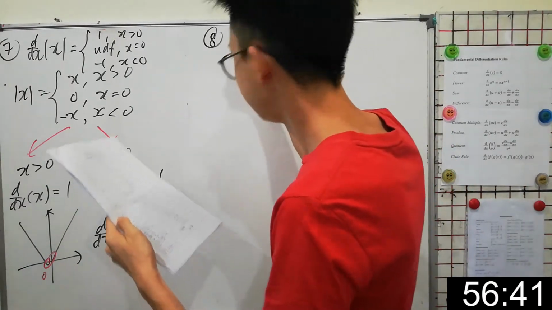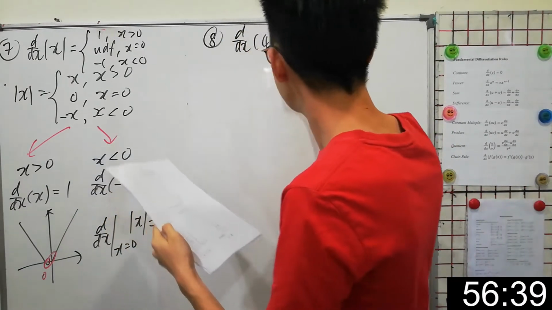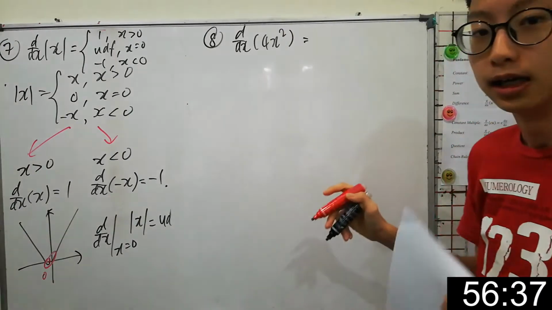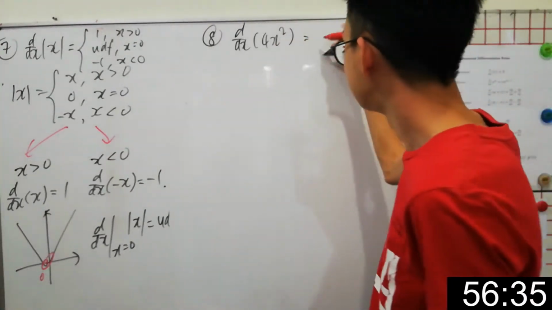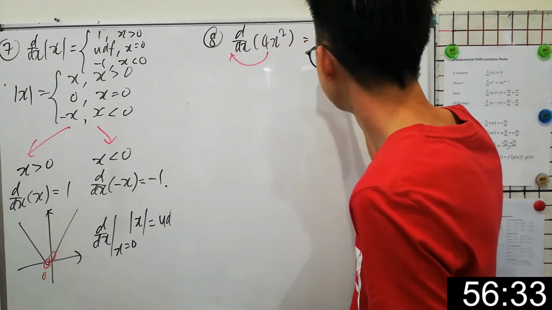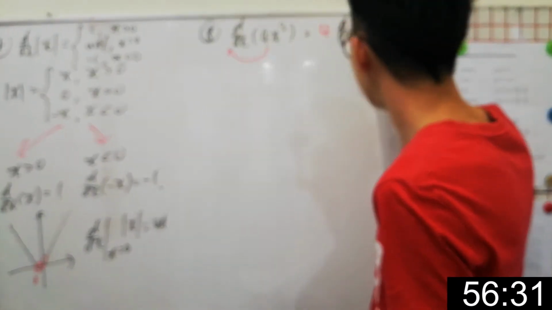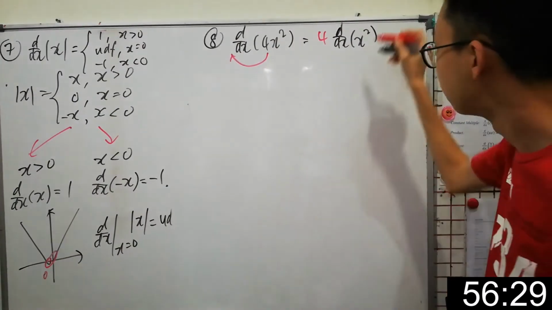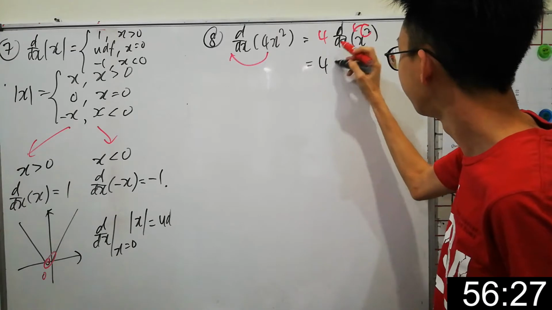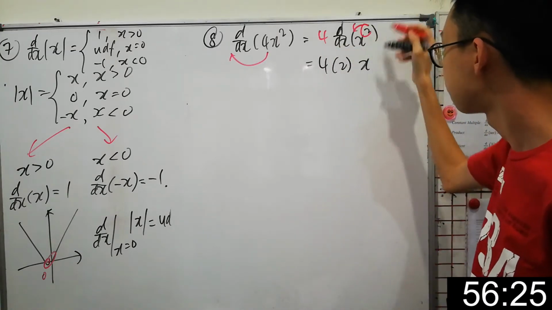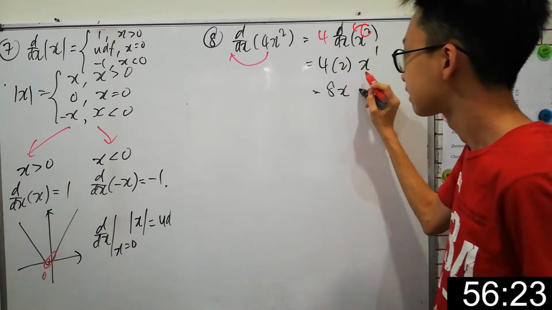Okay, number 8, d/dx of 4x squared. Okay, this is actually a constant multiple, right? So you can take out this constant. Okay, so it's 4 d/dx of x squared. Then you can use the power rule, bring down the power, so it's 4 times 2, x power minus 1 is 1, so it's 8x.